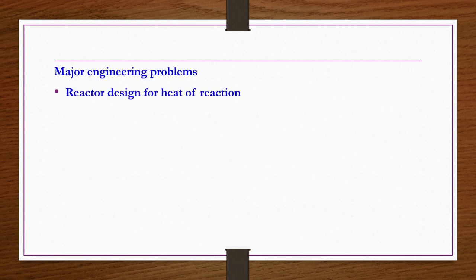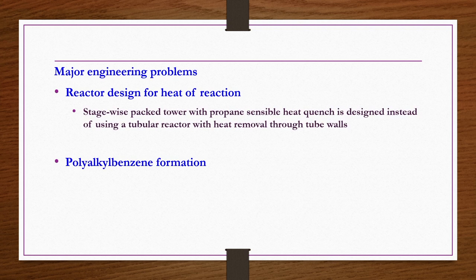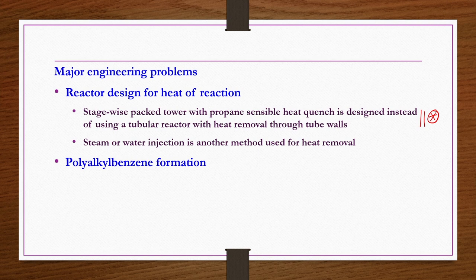Coming to the major engineering problems, reactor design for the heat of reaction is one important factor. The other one is the suppression of polycumins formation. Under the reactor design for heat of reaction, a stage-wise packed tower with propane sensible heat quench is designed instead of using a tubular reactor with heat removal through tube walls. So this is one important reason that we have a stage-wise packed bed reactor, so that propane can be used to take the sensible heat of the reaction and control the temperature of the reaction. Steam or water injection is another method for heat removal as well.